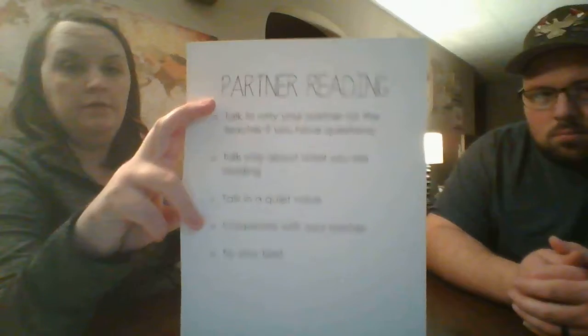So before we get started, there's a couple things that we need to go over. The first thing that we need to go over is how we behave when we are partner reading. So I have put together some rules that we will follow. The first one is that we talk to only your partner or the teacher if you have questions. And you're also only going to talk about what you're reading. We're going to talk in a quiet voice so that all the other groups can hear their reading. And we cooperate kindly with our partner, and we try our best.